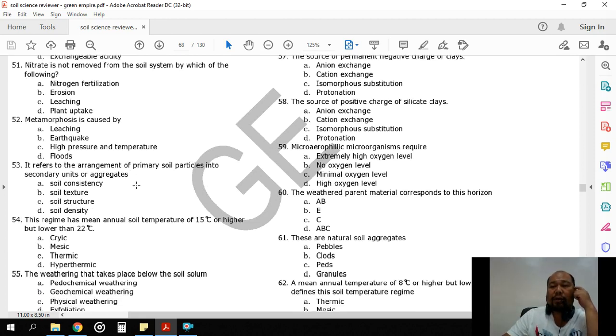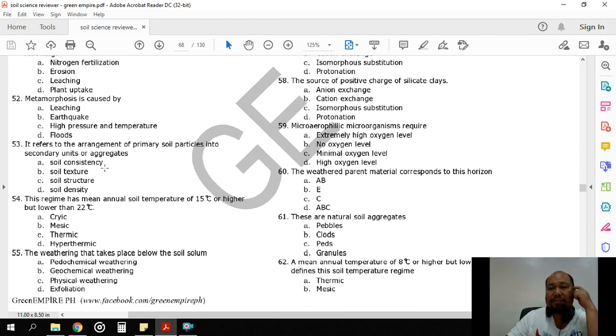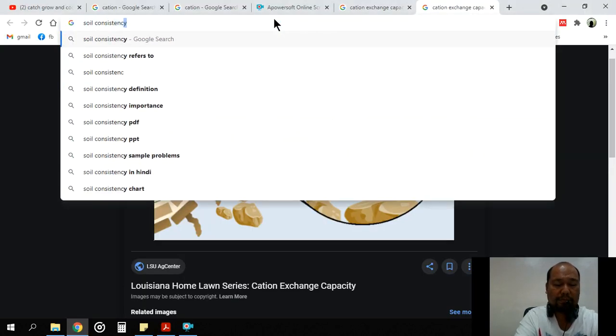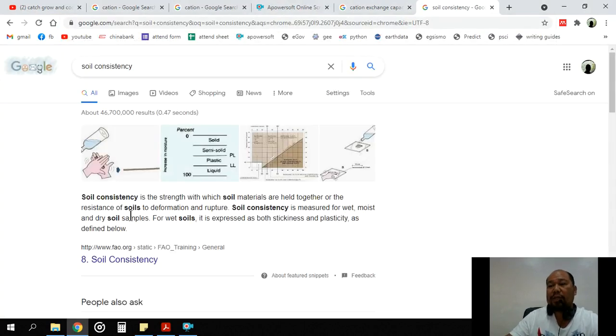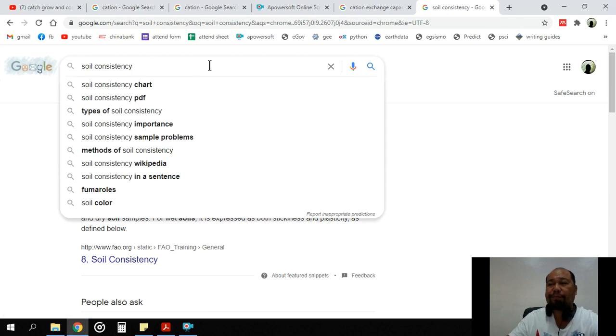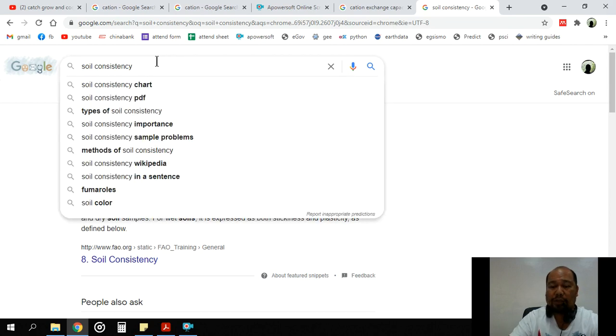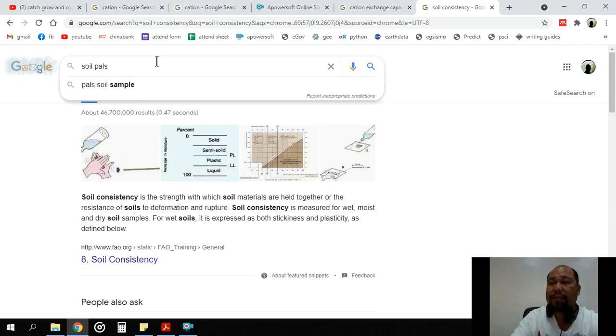What are the other options? Soil consistency, I'm not really exactly familiar with that, but let me try to look that up. Soil consistency is the strength with which soil materials are held together or the resistance of soils to deformation and rupture. Okay, that's consistency. So basically, how soils are held tightly with each other. Okay? That's consistency.